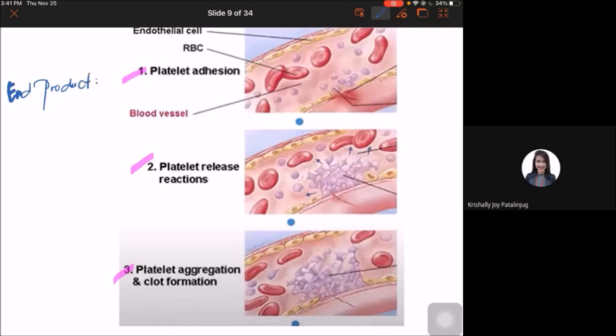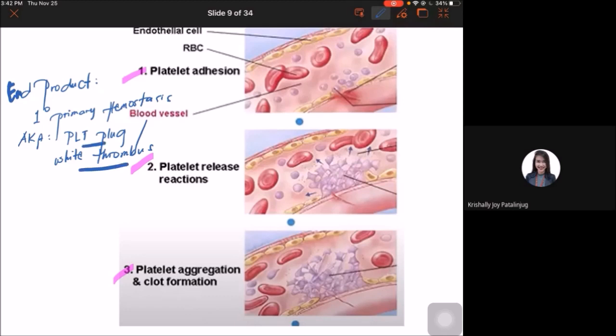Okay? Ng first event is termed as primary hemostasis. Okay, primary hemostasis. Now, when we say primary hemostasis, this is also known as platelet plug, or tinatawag din siyang white thrombus. Okay, white thrombus. I repeat, the product of platelet migration and aggregation is known as primary hemostasis, also known as platelet plug, white thrombus.